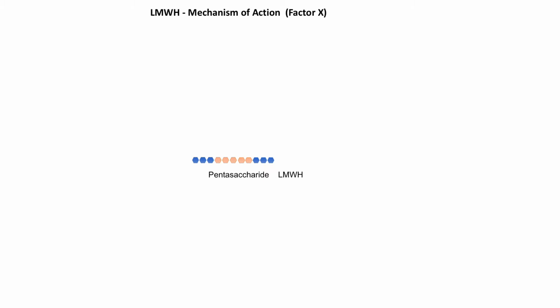Mechanism of action of low molecular weight heparin is quite similar to unfractionated heparin. Antithrombin 3 binds to the pentasaccharide sequence of low molecular weight heparin, and it results in a conformational change in antithrombin 3. This conformational change enhances anticoagulant effects of antithrombin 3. Activated factor 10 binds to antithrombin 3 and it results in inactivation of factor 10.